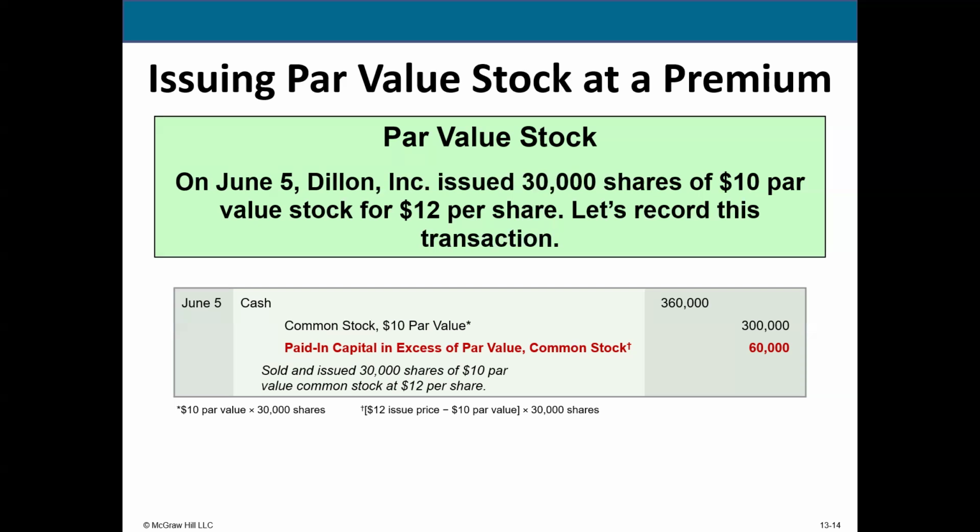That's $60,000. So in this case, we debit cash $360,000 that the company is receiving. We credit the common stock at its par value, $10 per share, 30,000 shares. That's 300,000. And we credit the paid in capital in excess of par at 60,000.